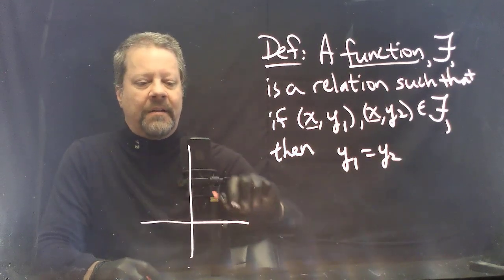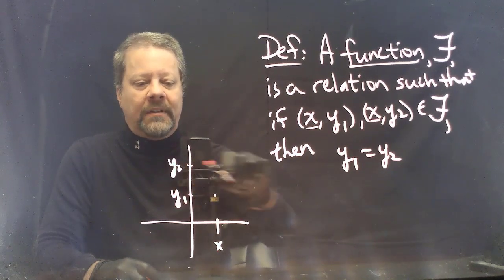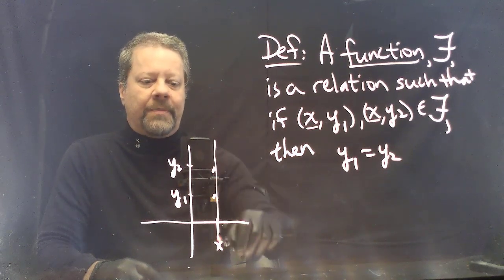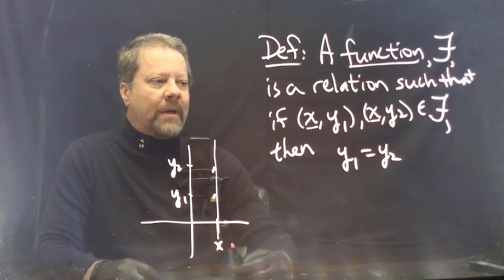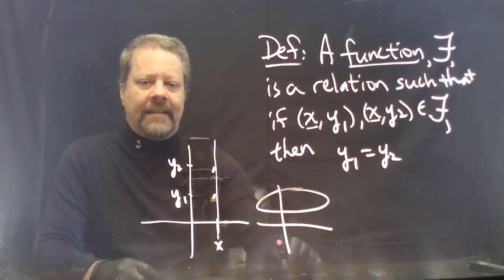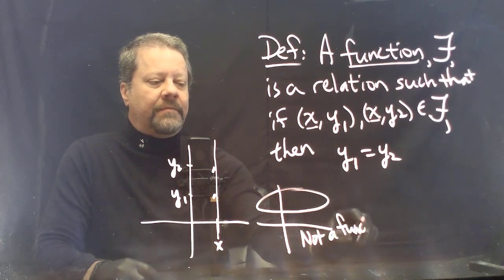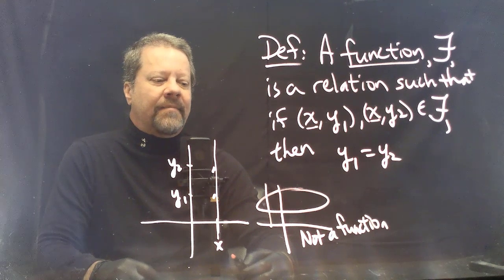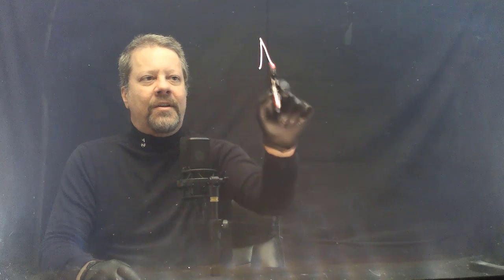So in other words, if at x you have some y1 and y2 that are different, that's forbidden for functions, because that would fail the vertical line test. It would intersect the graph more than once. So an oval like this is not a function, because it doesn't satisfy that vertical line test. But it is a relation.